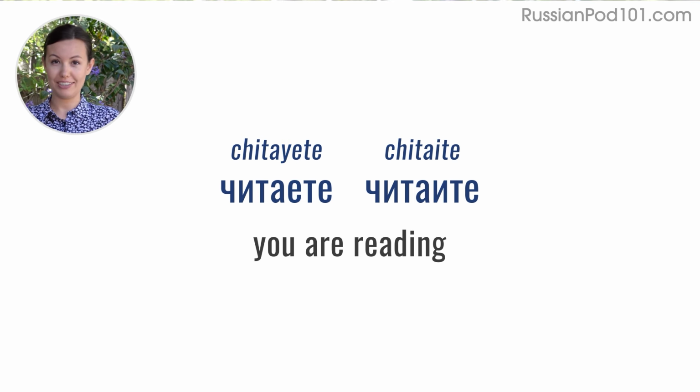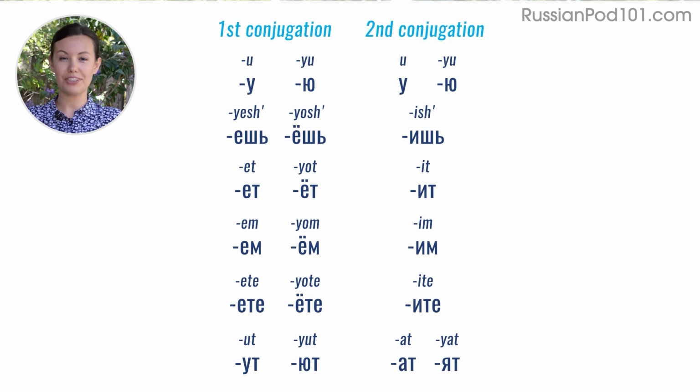In rapid speech, ye and e in the unstressed position sound the same. But if you know the right conjugation of the verb читать, you wouldn't hesitate. Ye is the right vowel to put here. Читаете. In Russian, there are two conjugations. The vowel ye is mostly used in the endings of the first conjugation verbs. The vowel e is mostly used in the endings of the second conjugation verbs.